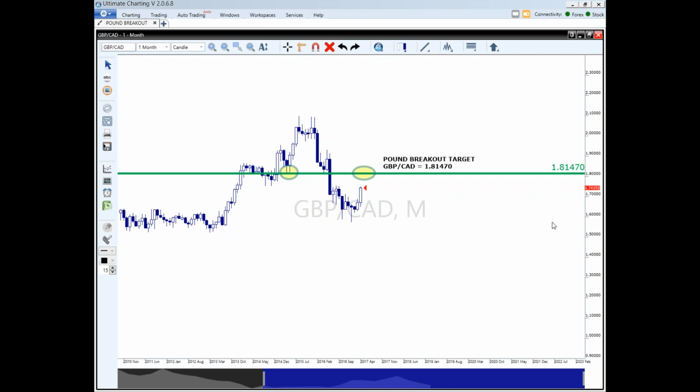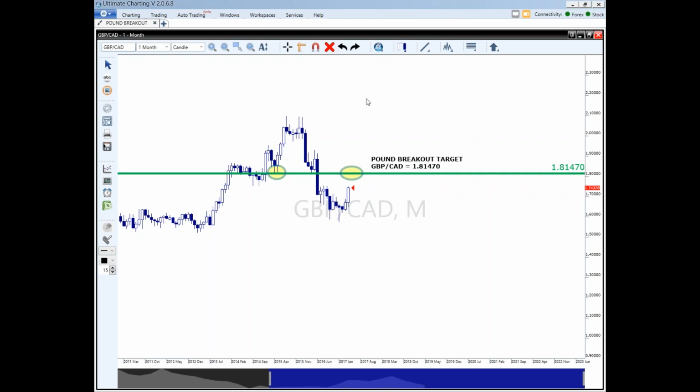Okay, so what I'm going to do is put these screenshots here. These are the monthly time frames, and then I'll also post in the chat box here exactly what the currency is.